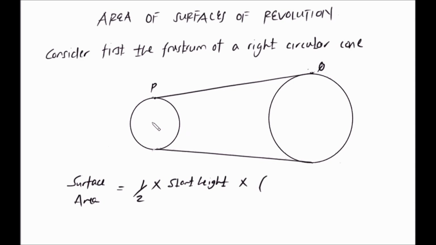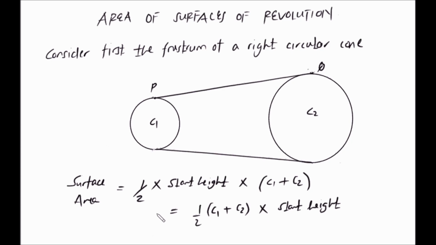Kwa hiyo kama circumference ya hii cycle ndogo ni C1, alafu circumference ya hii cycle kubwa ni C2. Kwa hiyo the sum of the circumference of the frustrum manake ni C1 plus C2. So kumbe surface area ni 1/2, unaweza kusema C1 plus C2 times slant height. Hii ndo surface area of the frustrum.